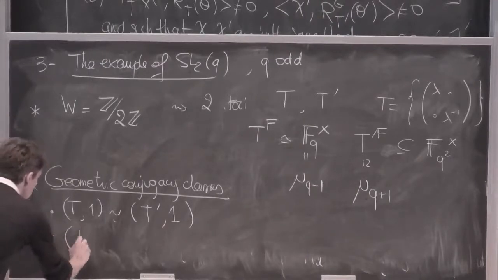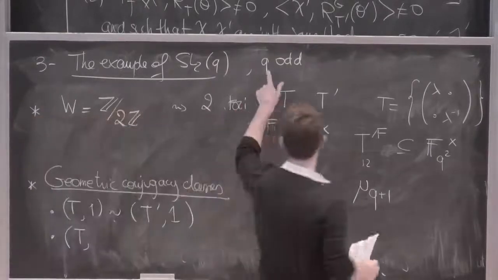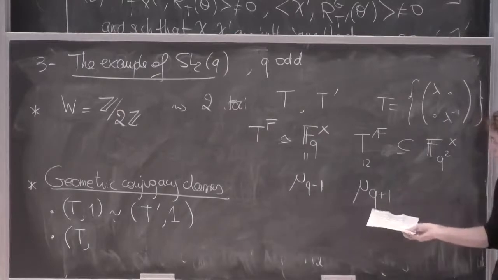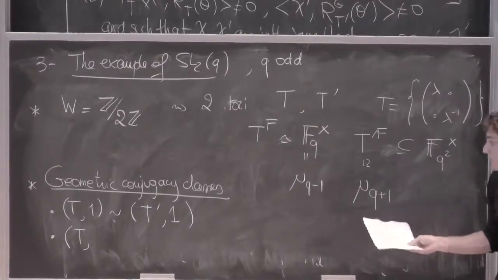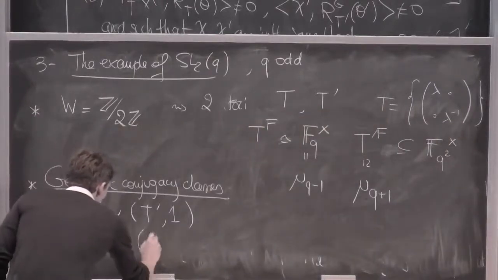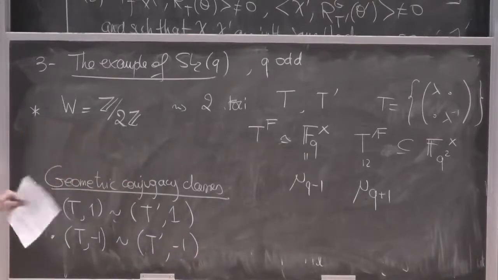There is one which is similar. Because q is odd here, there is an element of order 2 here and here. So there is a corresponding character of order 2 that I will denote by -1. And it is also conjugate to the same character of order 2 of the other finite group.